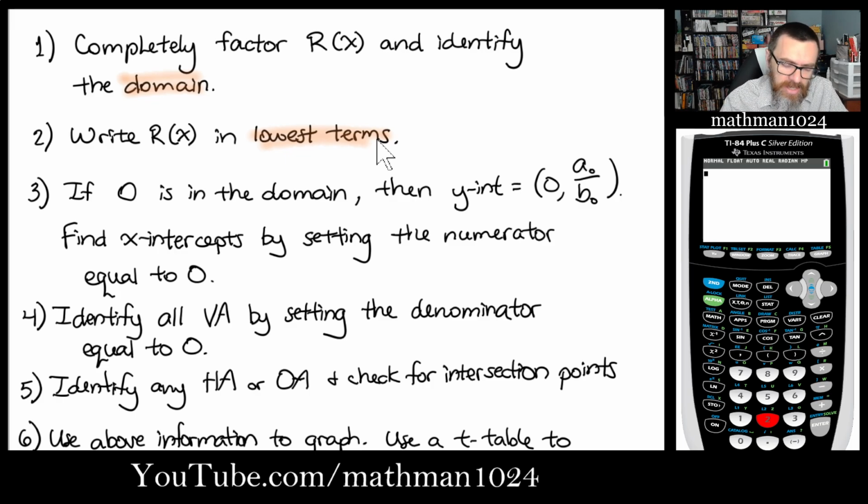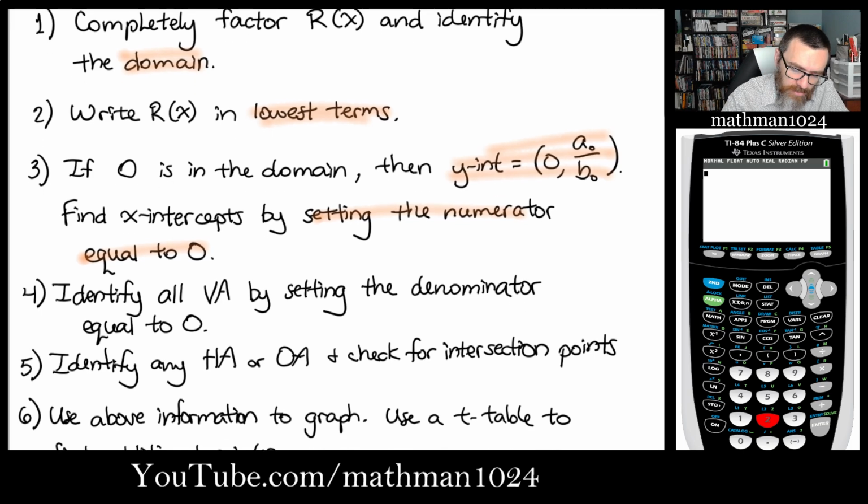The next part here is if 0 is in the domain, then you have a y-intercept. As long as 0 is in the domain, you would just take a sub 0 and b sub 0, the constant terms, take that quotient, and that's going to give you the y-coordinate for the y-intercept. And for x-intercepts, you're going to set the numerator equal to 0.